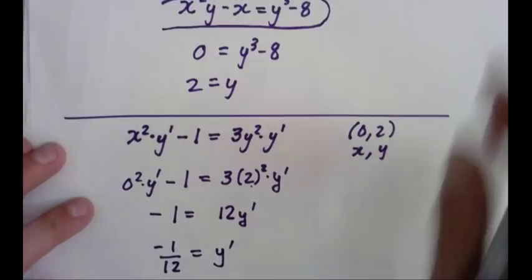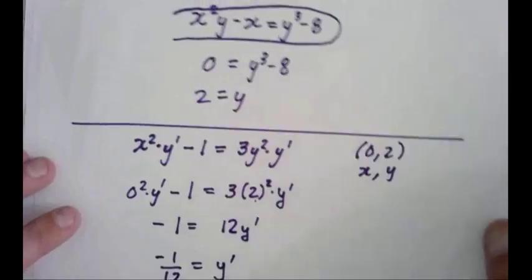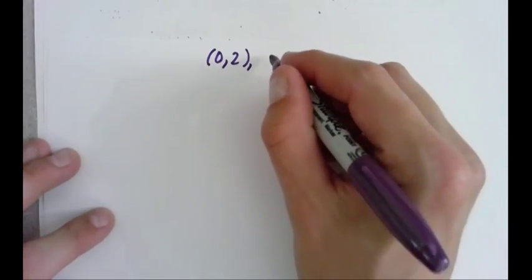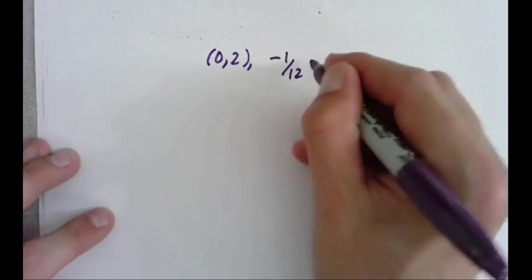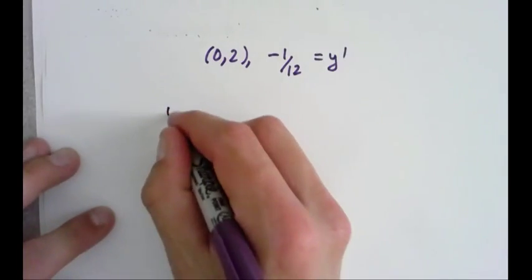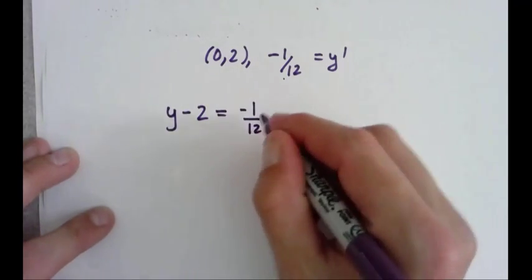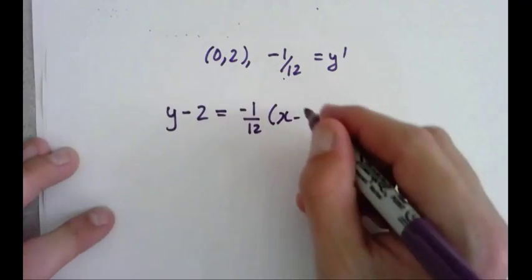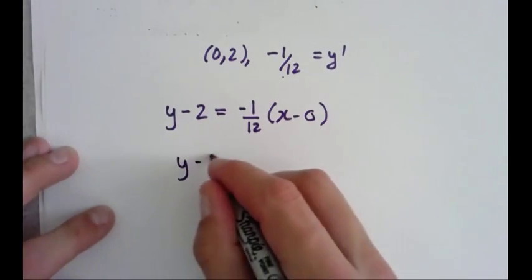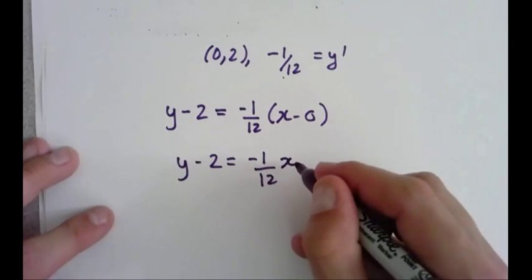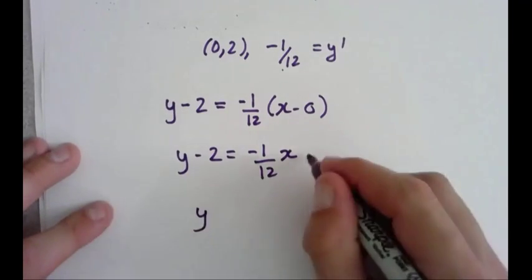Now I have my derivative and my point, so now I just write my equation. I have my point, 0, 2, and my slope, or my derivative, is negative 1/12, equal to y prime. So y minus 2 equals the slope, negative 1/12, times the quantity x minus 0. You can leave it as this, or you can simplify and put this in slope-intercept form, which gives you your answer.